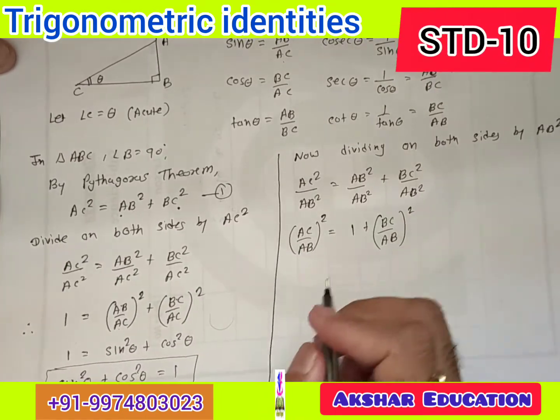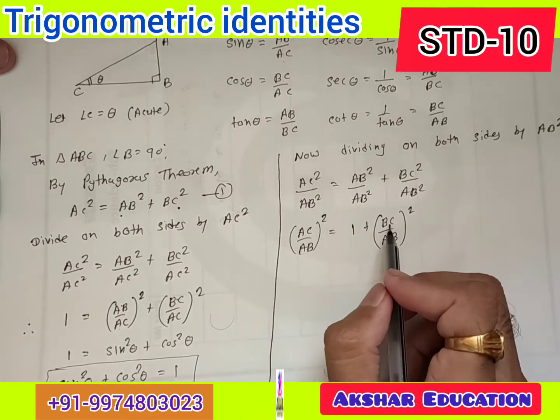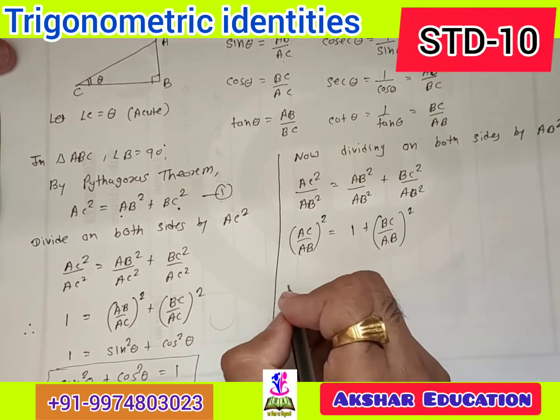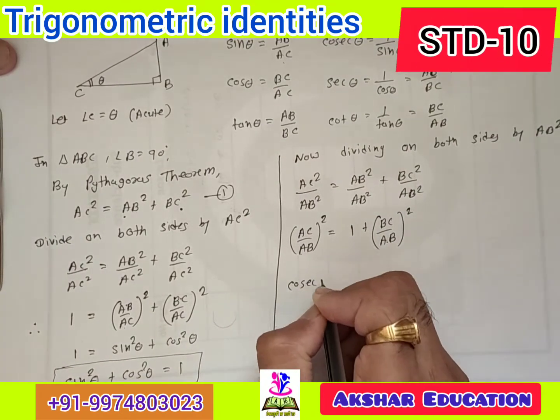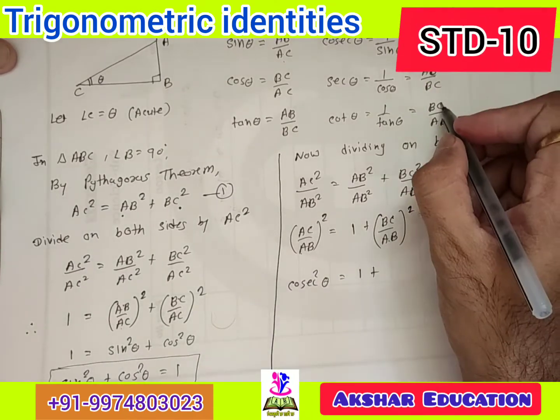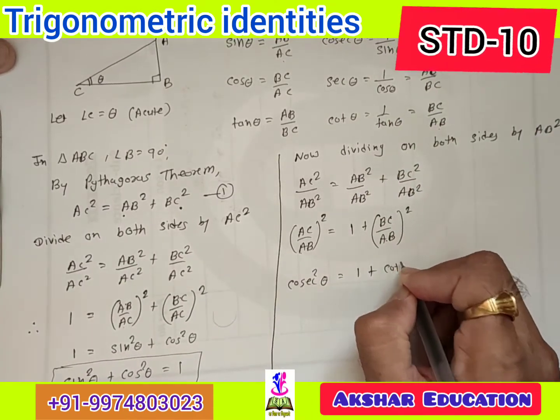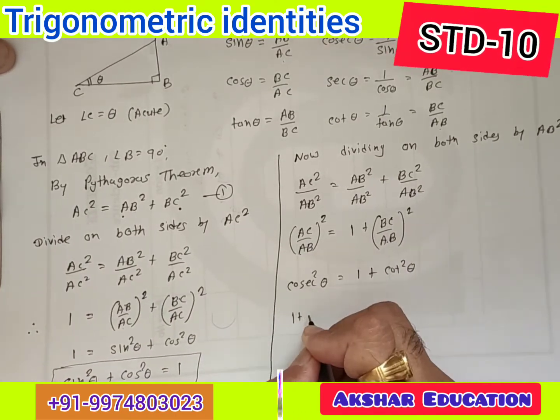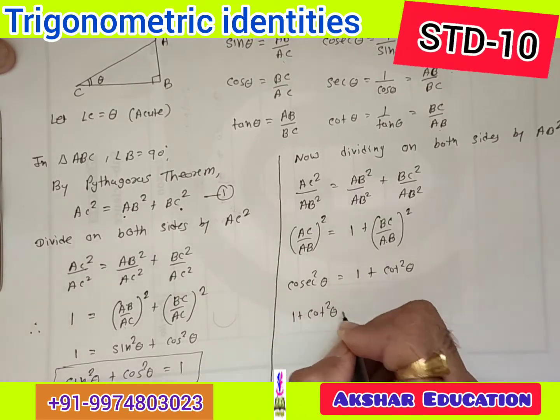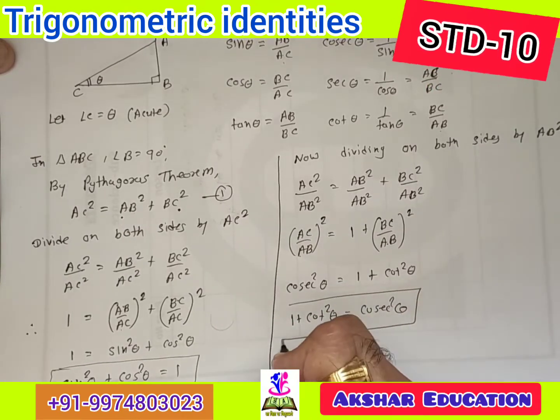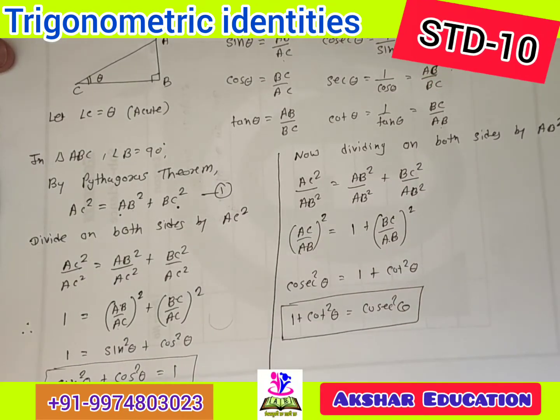whole square. Now student, put the value of AC by AB and BC by AB from this. So what is our AC by AB, which is cosec square theta. So it's cosec square theta equal to 1 plus BC by AB. BC by AB is our cot theta. So it's cot square theta. So students, here we are getting our second trigonometric identity, 1 plus cot square theta equal to cosec square theta. Very simple. This is first identity, this is second identity.